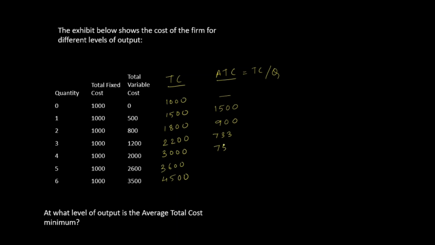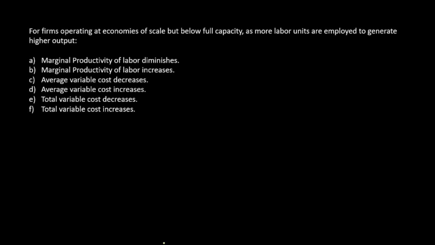This is 750, 720, and 750. So clearly the most optimal point is at 5 units because the average total cost is minimum at this quantity. So this is the minimum average total cost, and this happens when my quantity is 5 units. So moving on to the next one.